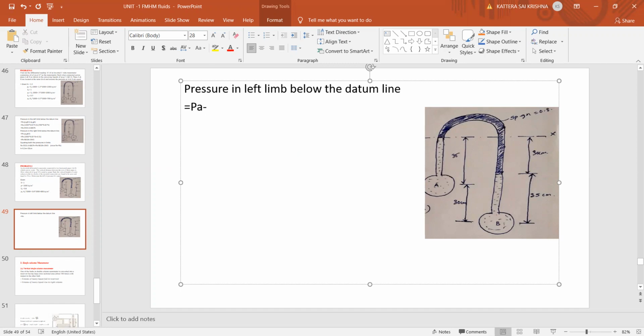PA minus, right. Which fluid is that? What is the fluid in this? Water. Right. So water density is 1000 into 9.81 into height of that fluid, 35 centimeters. So in meters, 0.35. Right. Good. So this you calculate, PA minus, what is the value of that? You tell. 3433.5. PA minus 3433.5.